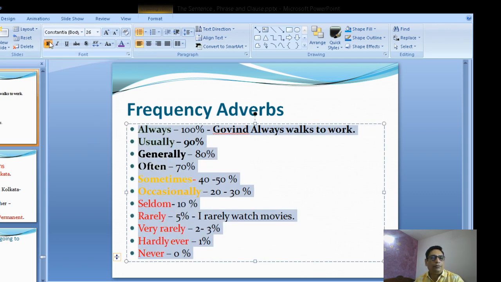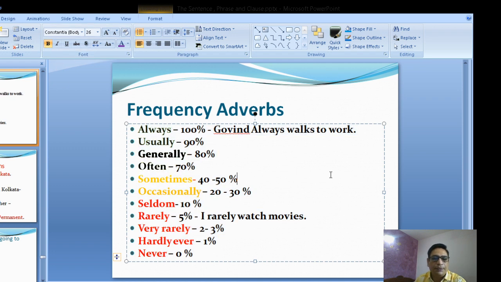Alright, this is good enough. And bold I'll make it. So first one is always. It means 100% times. For example, Govind always walks to work. So that means every time he is walking to work. He is not a single time going by any other vehicle or cycle or scooter. Anything he is not using. He is always walking to work. So Govind always walks to work is a habit and happening 100% of times. So that is how we tell it, always.